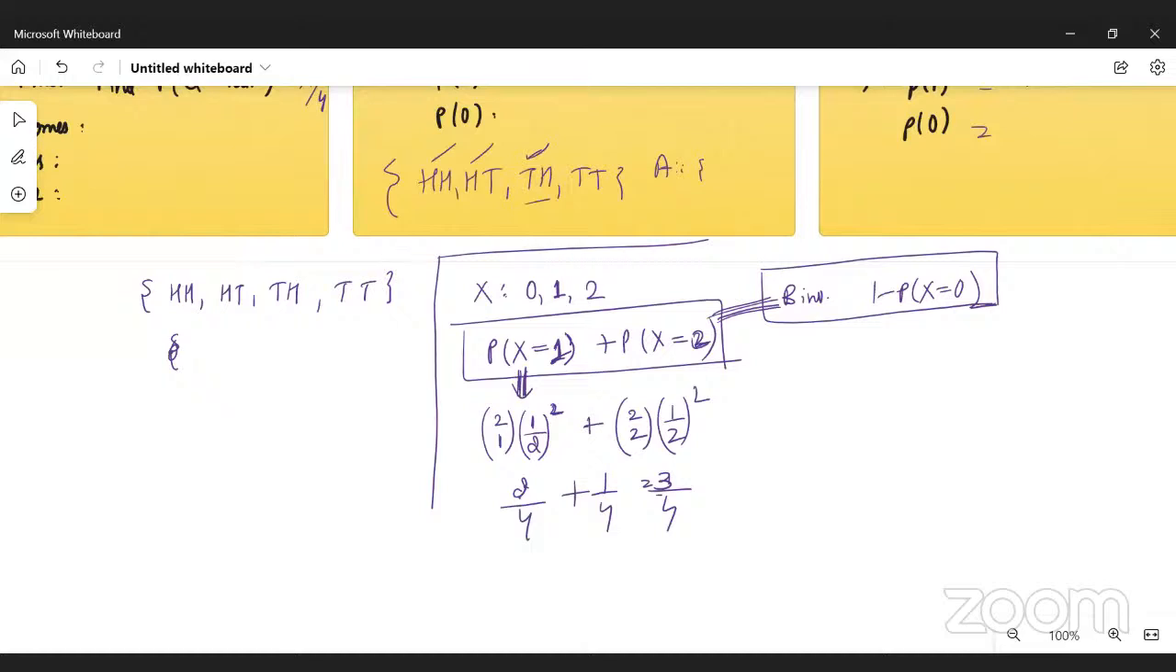So basically, this is an easier method. You just have to find probability X equal to 0 and just subtract from 1.